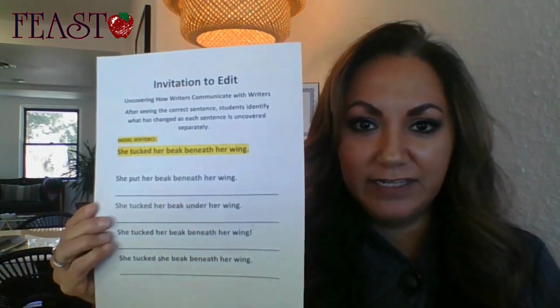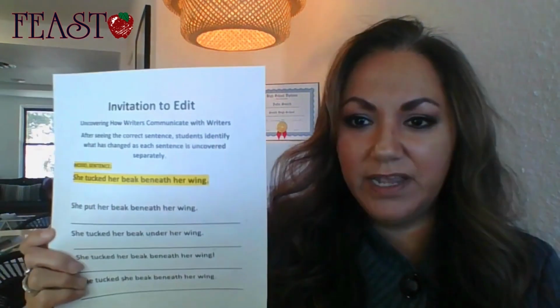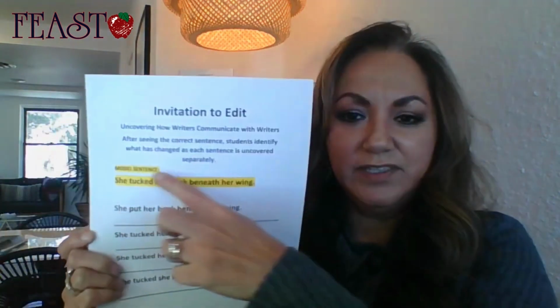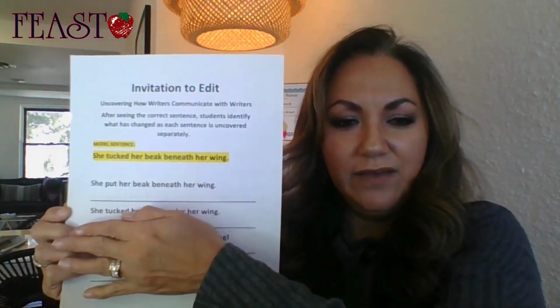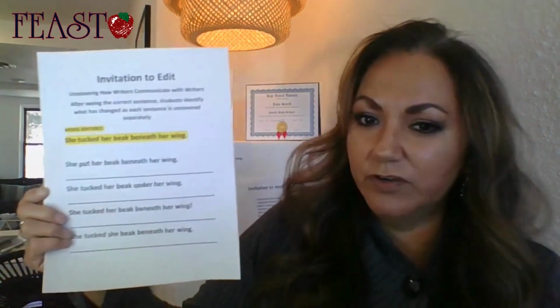So this is the invitation to edit. And it's uncovering how writers communicate with writers. After seeing the correct sentence, your model sentence right here, students identify what has changed as each sentence is uncovered separately. So you're going to have it covered, and you're going to show them the first sentence. So our model sentence was, she tucked her beak beneath her wing. Now this next sentence says, she put her beak beneath her wing.